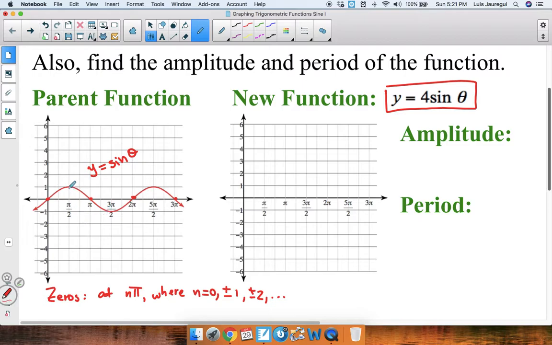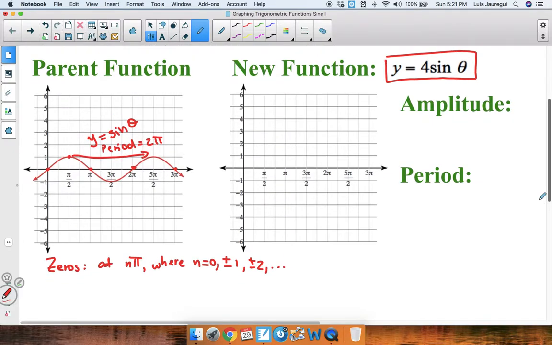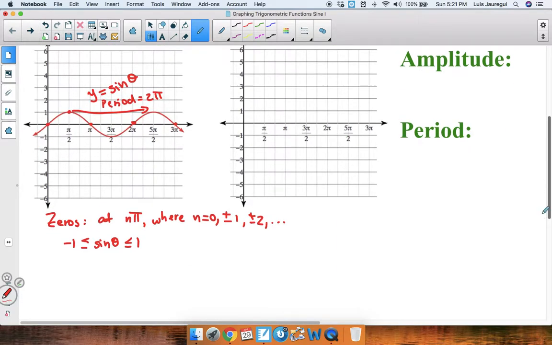Also, notice that the maximum is 1, and that happens at pi over 2 or any 2 pi units after that. That is because the period of sine happens to be 2 pi radians. In addition, the minimum is -1, and in this case it happens at 3 pi over 2 or any 2 pi radians after or before that. So we can say that sine of theta is always going to be bounded by the following two numbers, -1 and 1. In addition, based on the graph, we can extract the following information and generate a table of values.